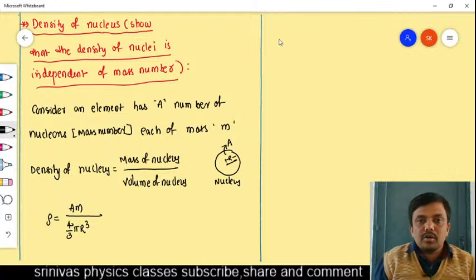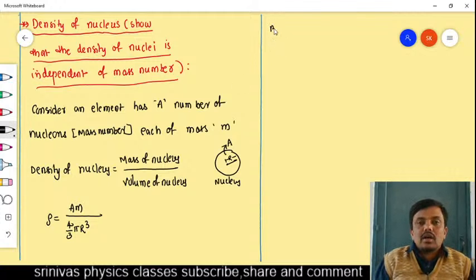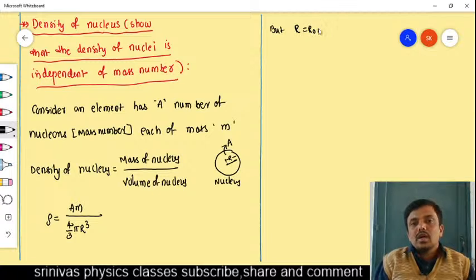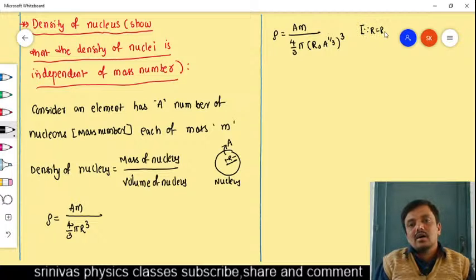In the next step, we know the radius of the nucleus is R = R naught A to the power 1 by 3. This we write in the above equation. If you write that, what will you get? Rho is equal to M by 4 by 3 pi into R cubed, where R is R naught A to the power 1 by 3.